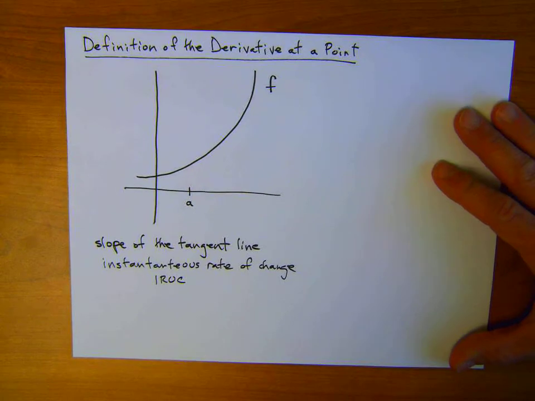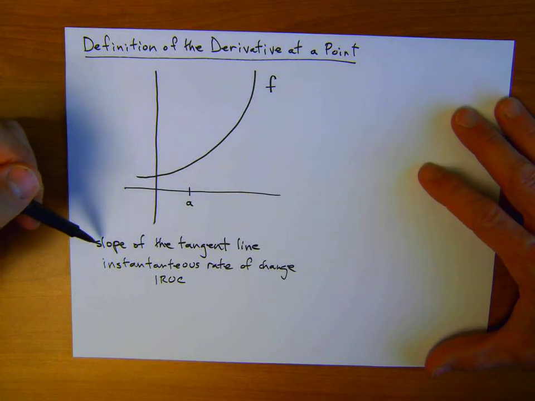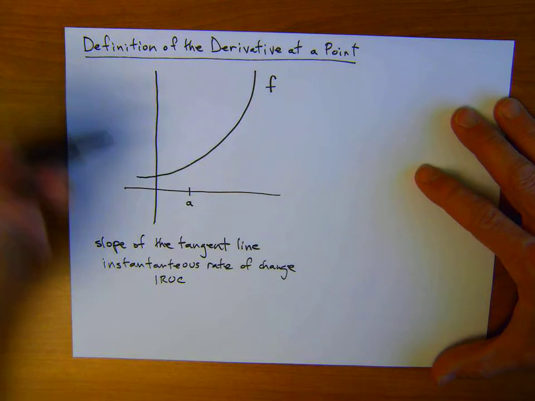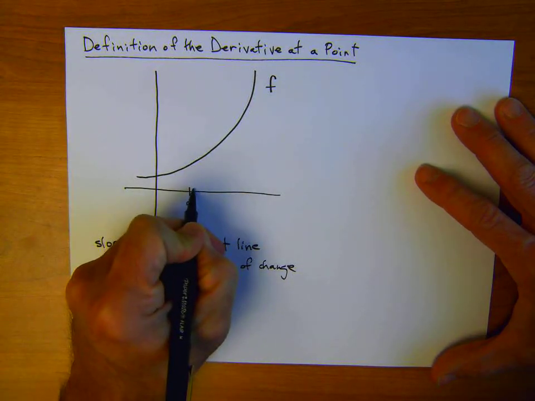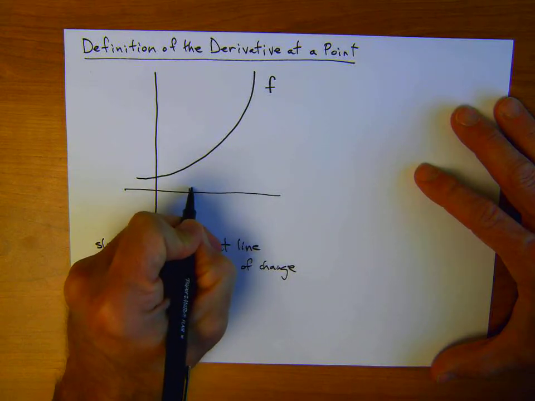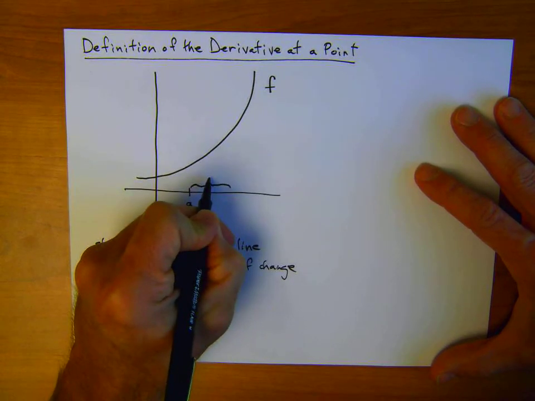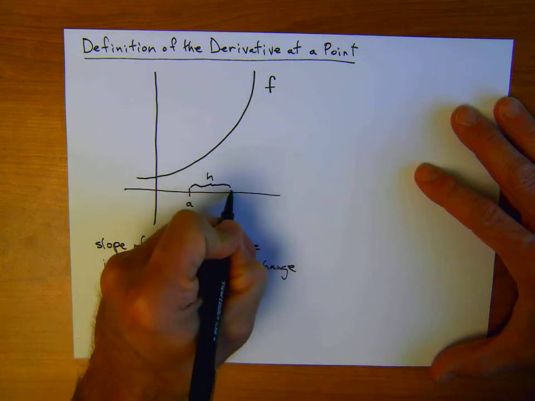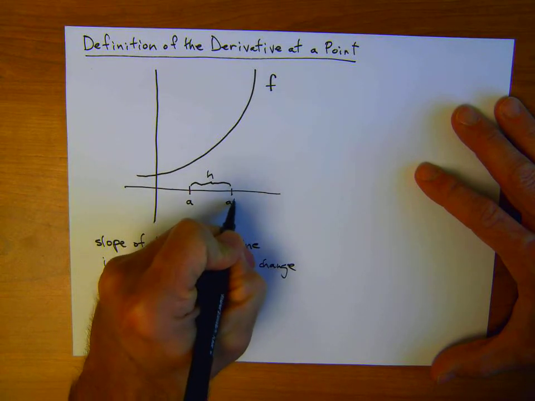and how it's related to the graphical representation. We've seen that one way to estimate the slope of the tangent line is by using a secant line. So what I'm going to do is take a, this point in the domain, and just add a certain amount to it. I'm going to call that amount h. That's just what I'm adding to a. So over here, I'm at a plus h.